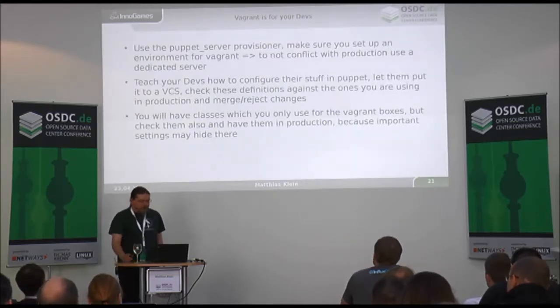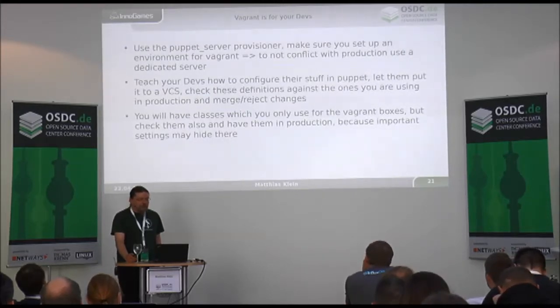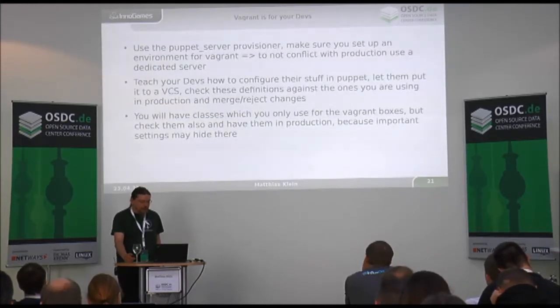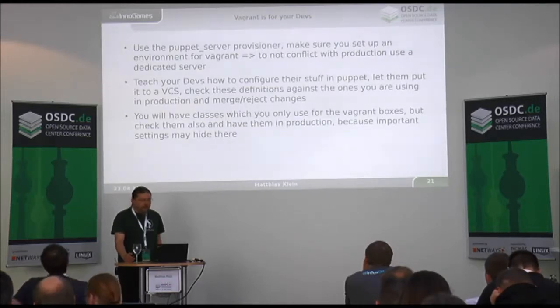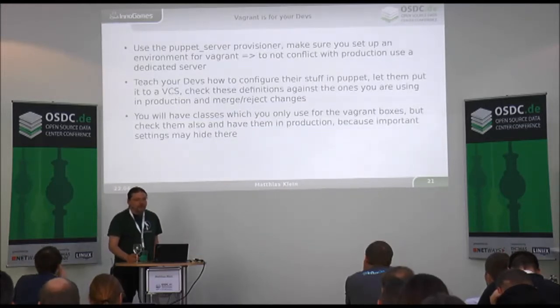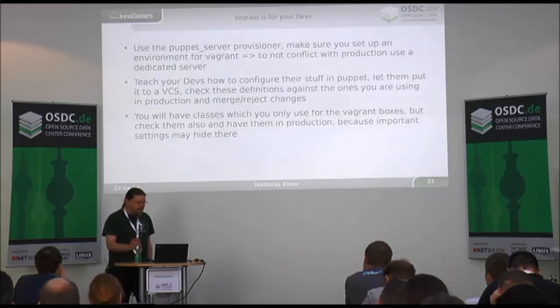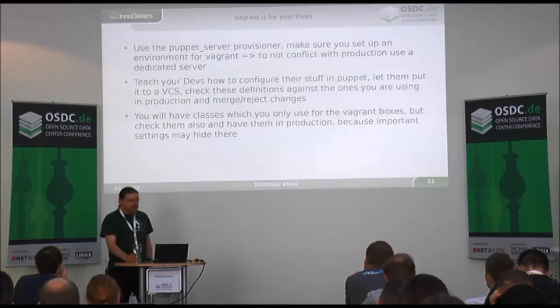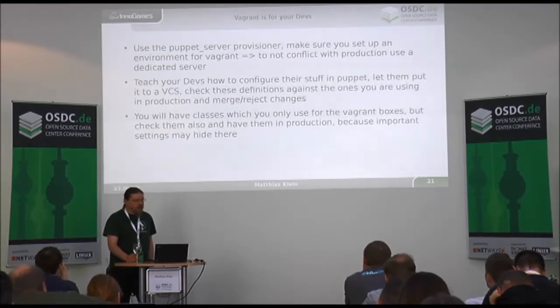So you need to teach your developers how they have to handle the whole Puppet stuff, what they have to do to achieve certain things. A nice thing is to have it in a version control system, Git, SVN, as you wish. And you should check these definitions against the ones you have in your production environment, because you might want to have these changes too for the new software version. Additionally, there are some classes which are only used for the vagrant box, like xdebug or something like that. Therefore, you could add an additional class which you don't check, of course.